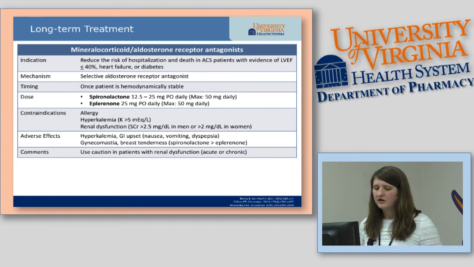And this can be a little bit longer after that 24 to 48 hour window. It just depends on the patient and how stable their renal function is and their electrolytes. We typically use either spironolactone or eplerenone.